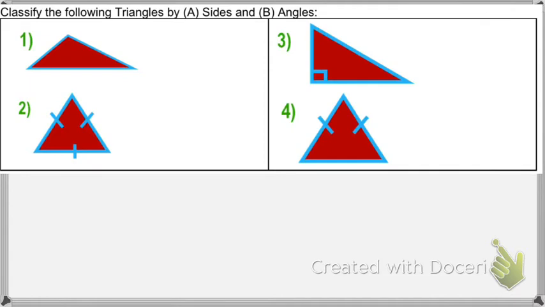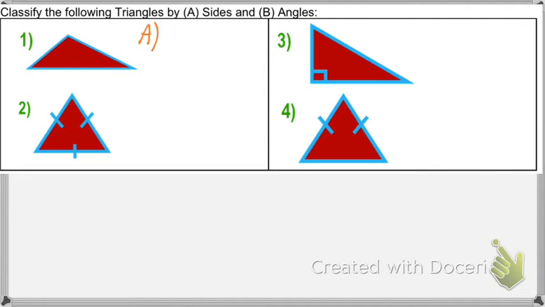Okay, let's look at these following triangles at the bottom of this page. So we see these 4 triangles, and I want you to classify them by both the sides and the angles by looking at them. So we're going to use the eye test. If you look at number 1, letter A, we're classifying by the sides. So what do we think this triangle is by the sides? Do we think it's scalene, isosceles, or do we think it's equilateral? Let's look back at our notes.